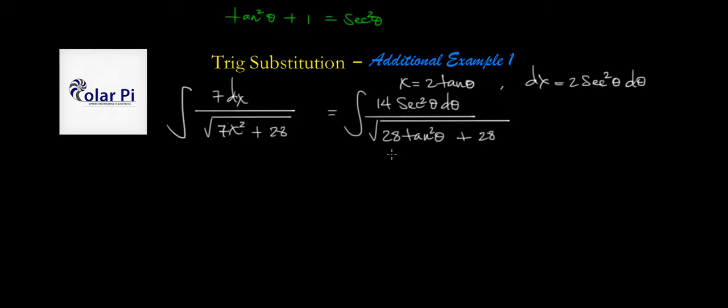As I said earlier, now we're going to factor out a 28 inside the square root. So we still have a 14, and then, well, actually, why am I writing a new line? I could just backtrack here.